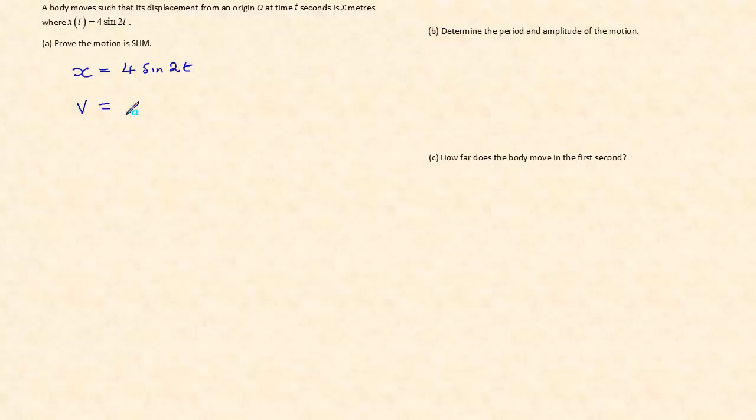So the velocity, or dx/dt, or sometimes written x dot, is going to be 4 cos 2t, but don't forget to use the chain rule, multiplied by the differential of the inside, which gives us 8 cos 2t. And then the acceleration, which we often write as x double dot, is going to be negative 8 sine 2t, again multiplied by the differential of the inside, giving us negative 16 sine 2t.